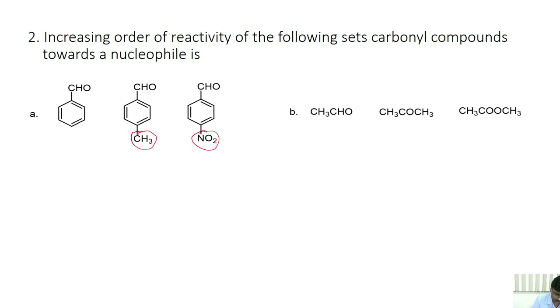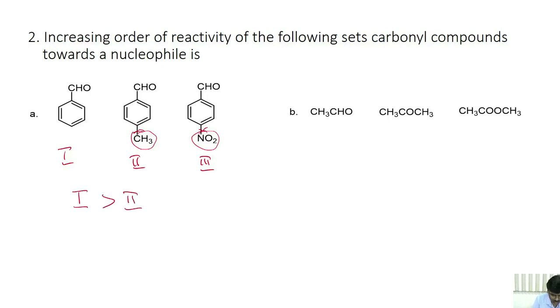On the other hand, nitro group is an electron withdrawing substituent. It can pull electron from the aldehyde group. Therefore, if you compare the electrophilicity of the carbonyl group of benzaldehyde, the electrophilicity of this aldehyde is reduced due to the electron donating ability of the methyl group. Therefore, 1 will be more electrophilic comparing to 2.